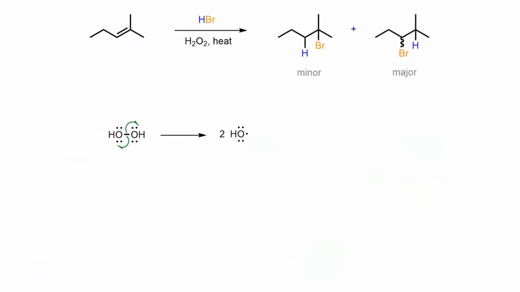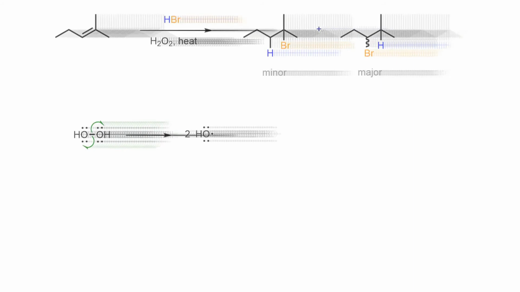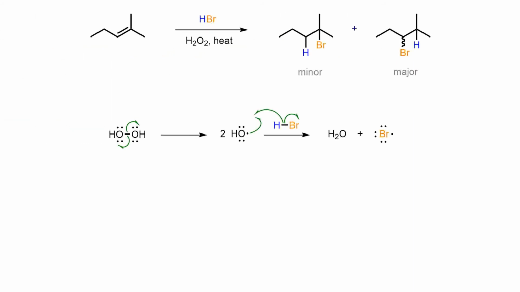The change in mechanism is due to the presence of peroxide. Peroxide is unstable, and when it is warmed it breaks apart into hydroxyl radicals, which are themselves very reactive. The highly reactive hydroxyl radicals will react with HBr to produce water as a byproduct and a bromine radical.